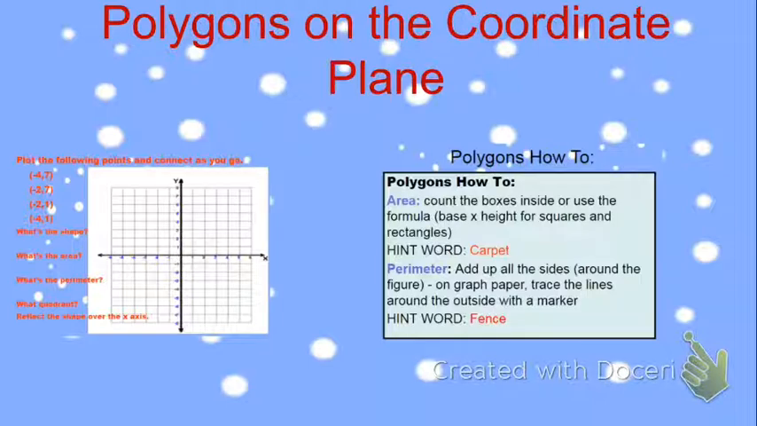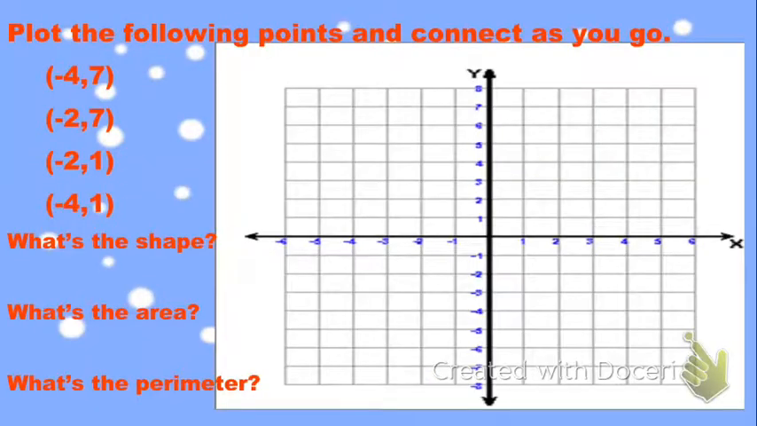So polygon means many. So in other words, this is talking about drawing shapes and finding the area and perimeter of them on the coordinate plane. So that's what we're going to be working on today. These are the two things that you cut out and glued in on page 13. So let's go straight to an example. This is on your cutout, so let's do it together.